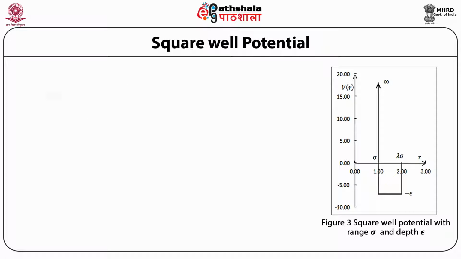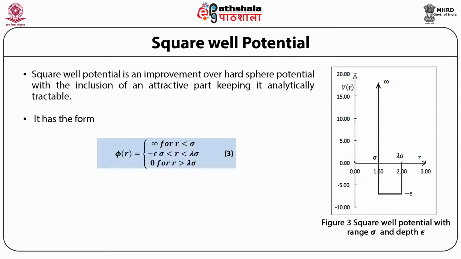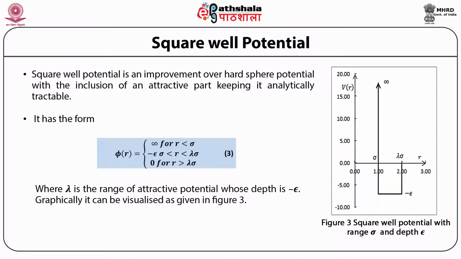Square well potential. The square well potential is an improvement over the hard sphere potential with the inclusion of an attractive part, keeping it analytically tractable. It has the form phi(r) equal to infinity for r less than sigma, equal to minus epsilon for sigma less than r less than lambda sigma, and 0 for r greater than lambda sigma, where lambda is the range of the attractive potential whose depth is minus epsilon. Graphically, it can be visualized as given in figure 3. This square well potential has a range sigma and depth epsilon.